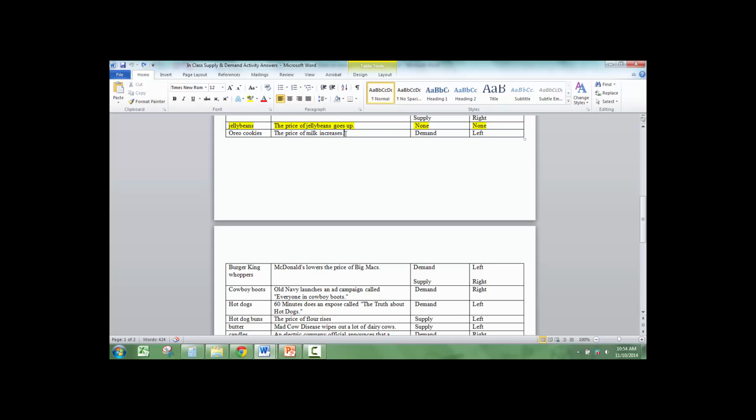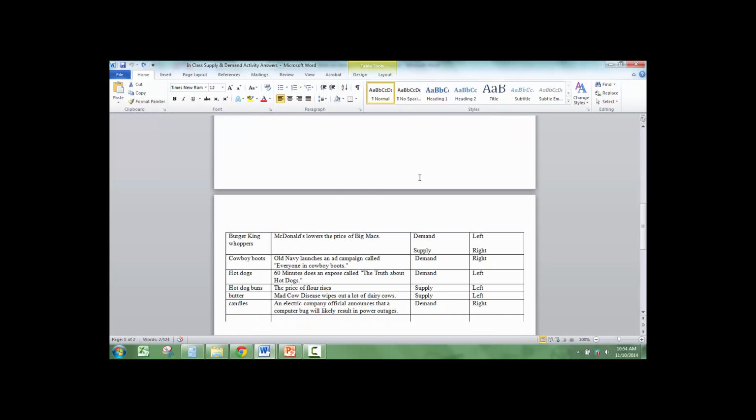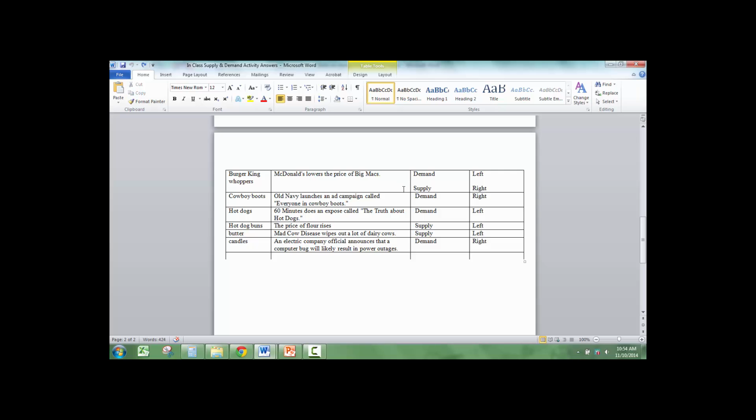Oreo cookies and milk are considered complements. So if the price of milk increases, demand for Oreos is going to go down or left. When we're talking about Burger King Whoppers, if the Big Mac at McDonald's lowers its price, then demand for Burger King Whoppers would shift left.